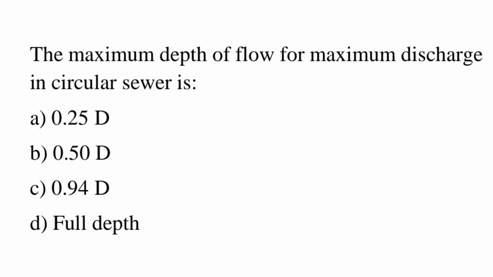Next question, the maximum depth of flow for the maximum discharge in the circular sewer is option A 0.25 diameter, option B 0.50 diameter, option C 0.94 diameter, option D full depth. So the correct answer is, discharge is maximum when the depth is 0.94 times the diameter.